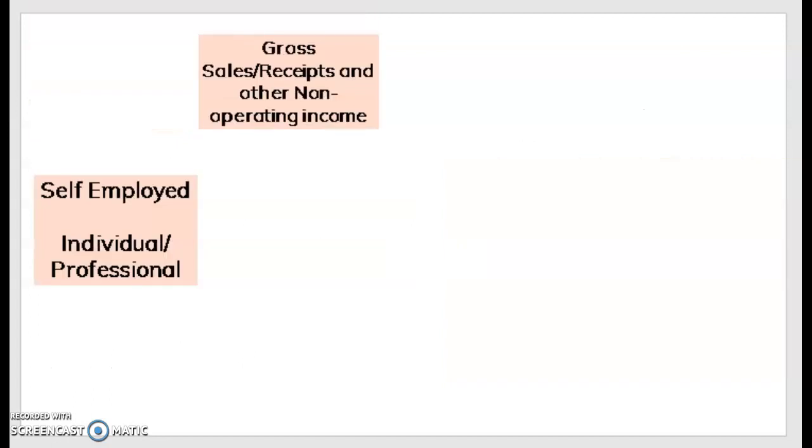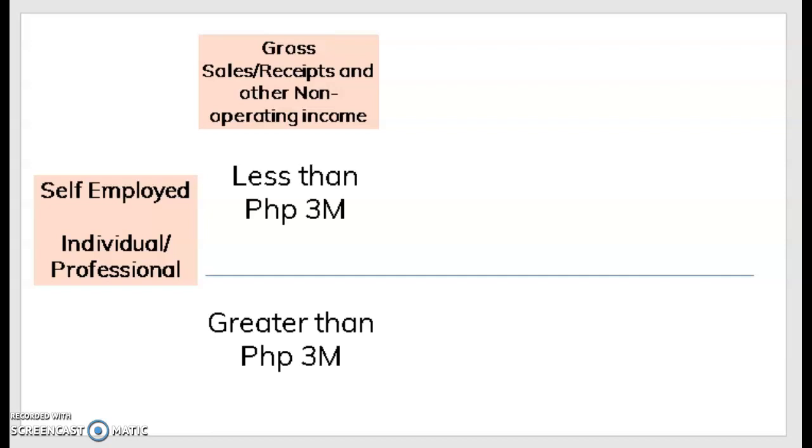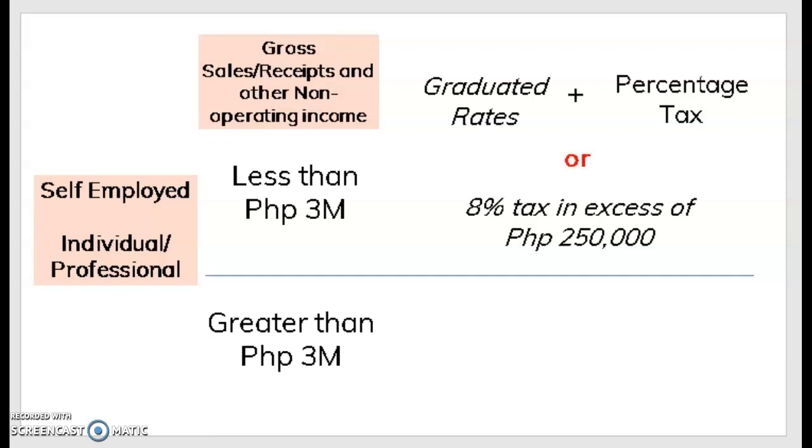Okay? Now, let's proceed with self-employed individual or professional. If you're a self-employed individual, you should always remember the 3 million threshold on the gross sales or receipts and other non-operating income. This threshold pertains to the self-employed. Okay, so if the total sales or gross receipts do not exceed the threshold, you shall have the option to avail of, so ito, if less than 3 million, you have the option to avail the 8% income tax rate in lieu of the graduated income tax rate and percentage tax.